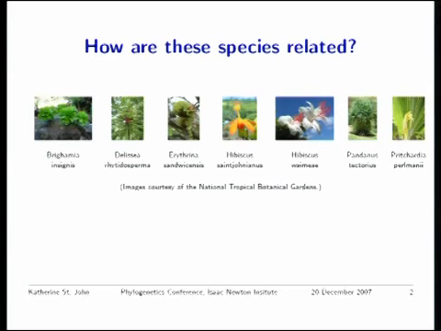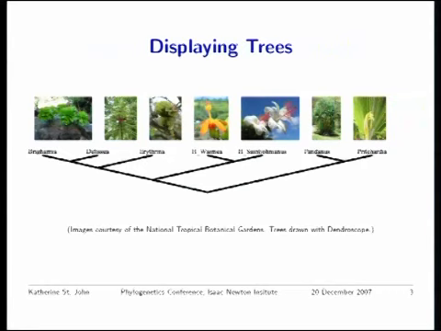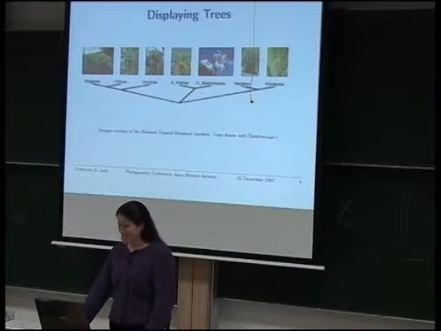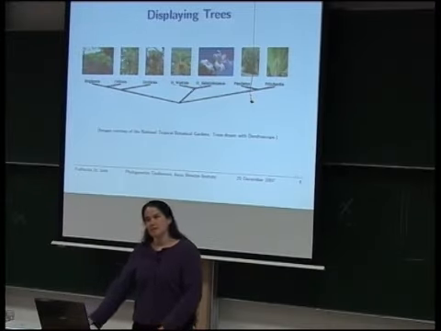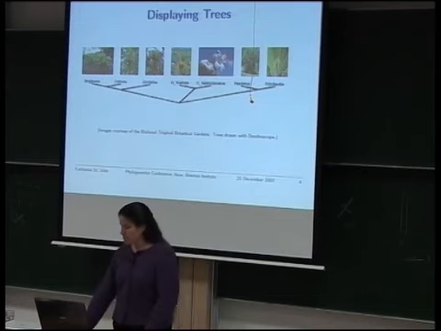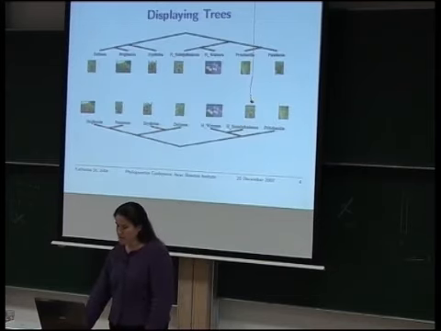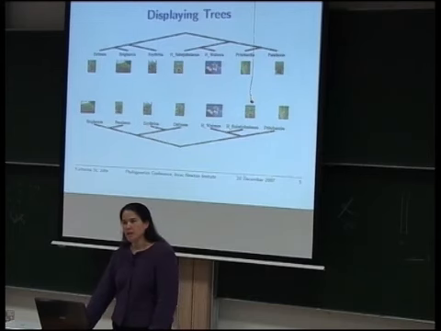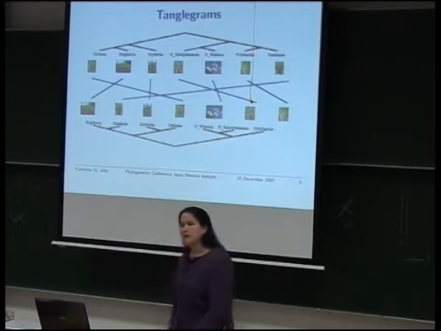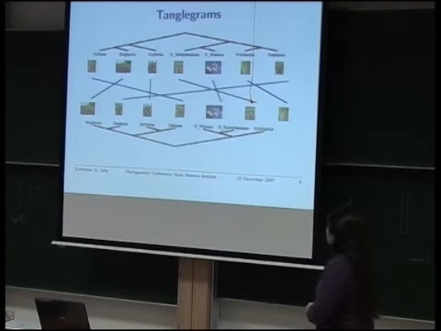So if we have these 7 species, how can you show relationships between them? Well, the obvious one is we make a tree. Here's a tree that groups the various flowers together, etc. And I apologize to any botanists in the room, because not all of these trees are that great. But here's another tree that displays the same thing. So how do you compare the 2 trees? Well, one idea is to take both of the trees together and put crossing edges between the similar species.